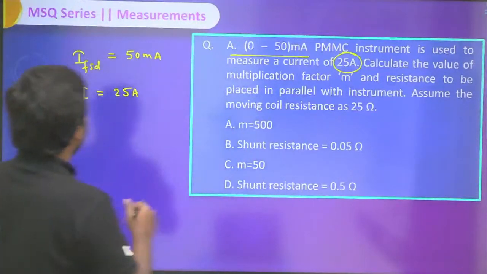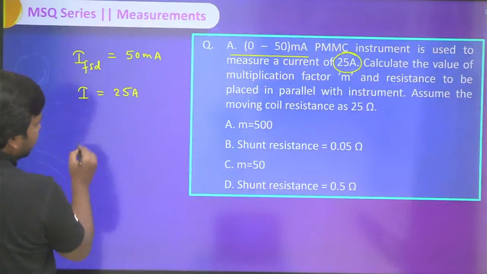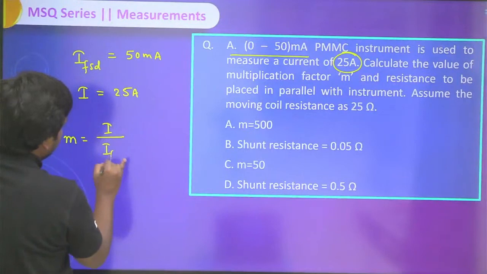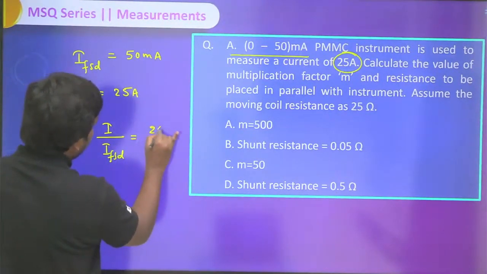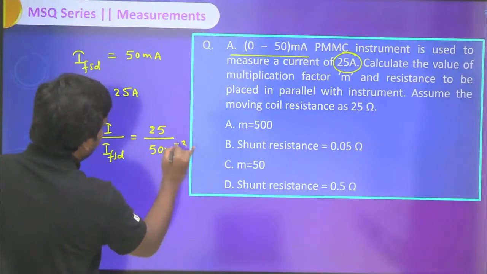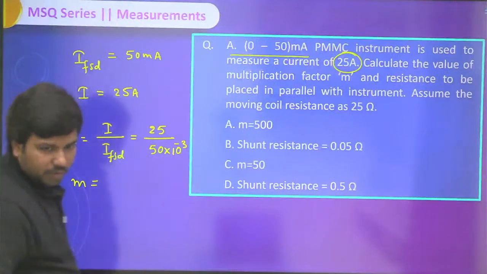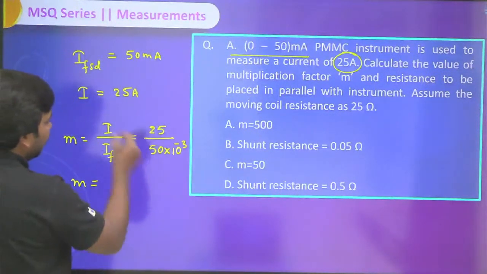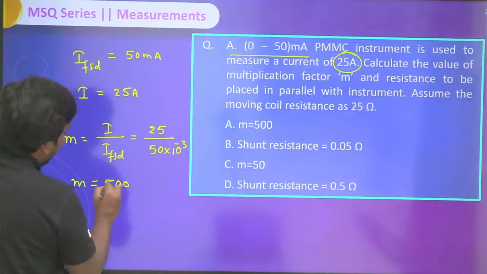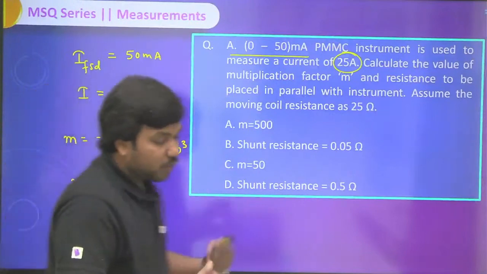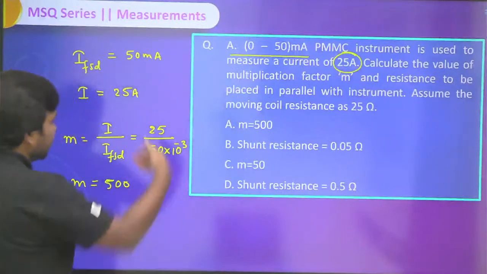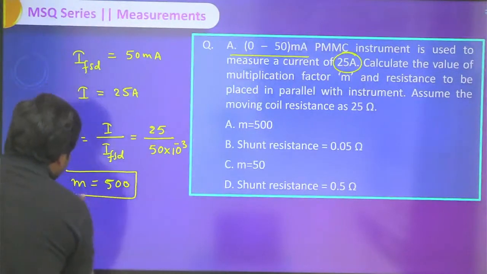If you directly do it, there is a problem here. So what is the multiplication factor? Multiplication factor is a very simple question. That is I divided by IFSD, right? So how much you are willing to measure divided by the capability of the meter, that is 50 into 10 power minus 3. Anyone of you, can you please tell me, Raghuram, what is the answer? M is how much? I think it will become 25 by 2, so 1000 divided by 2. So 500. This is a very easy question, right? But what to do? A lot of questions in GATE as well as ESE are in this range only from measurement, especially from this topic, that is extension of the meter range. So the multiplication factor is 500.